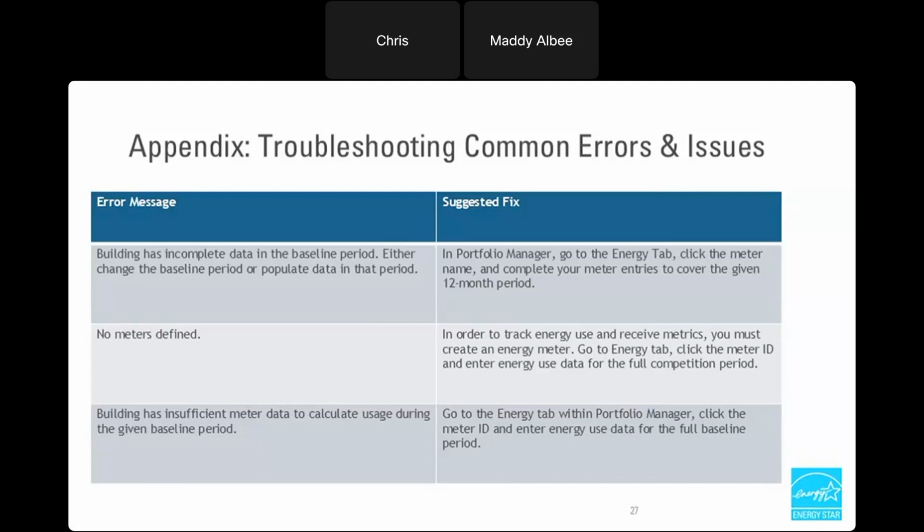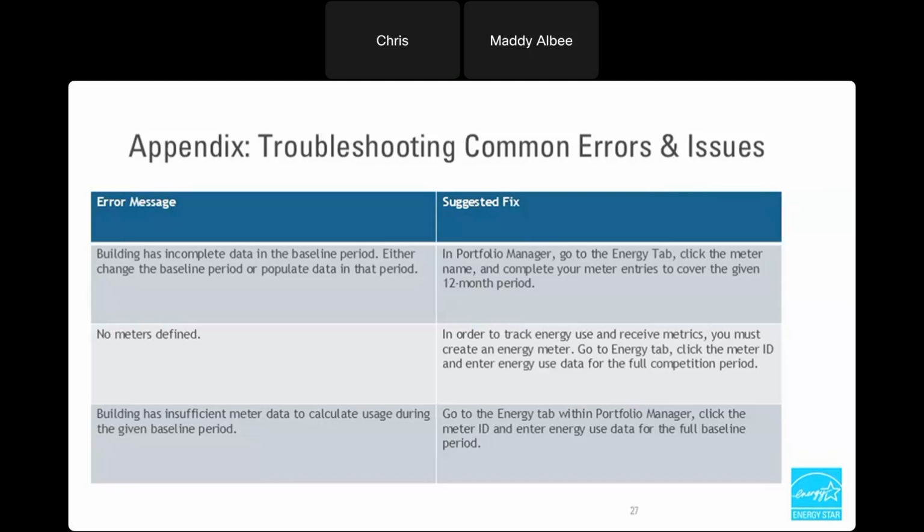This first one is that the building has incomplete data in the baseline period, either the change in the baseline period or the populated data in that period. To fix this, you would go to the Energy tab within Portfolio Manager, click on the meter name, and then complete your meter entries to cover that given 12-month period.